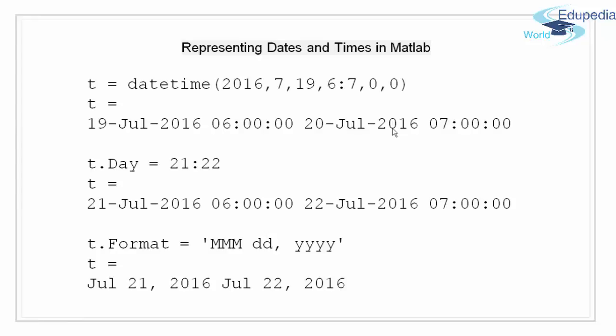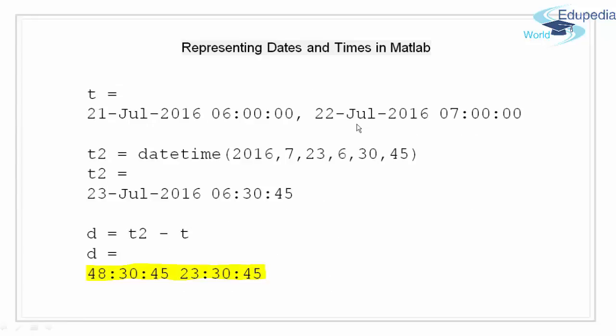We can create a datetime array that represents, say, due dates like 19 July and 20 July 2016. So the first one creates two dates like shown in the first line. In the second, I have changed the dates to 21 and 22. So now we have dates of 21st July 2016 and 22nd July 2016. So using t.day, we can change the dates. Similarly, in the third, using the t.format, I can change the format in which I display the date. So I have used the month, day and the year. So I will get July, then the date that is 21st, and then the year that is 2016. This is how we can represent dates and times in Matlab.